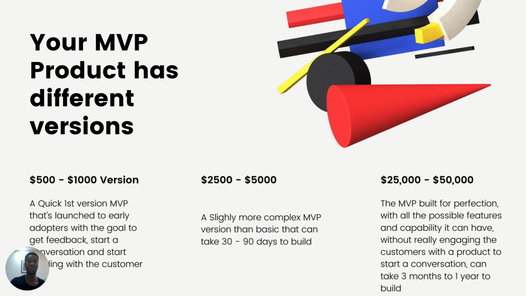So you have these different versions. You have the 500 to $1,000 version, and this is most likely a quick first version MVP that's launched to early adopters, and it just works with the essential features. It's all about getting feedback, starting the conversation, and building that conversation with the customer. And then you have a medium version, 2,500 to $5,000, which is a slightly more complex MVP version, right? That might take 30 to 90 days to build, and then you have a 25,000 to $50,000 version, which is built for perfection and has all the possible features.